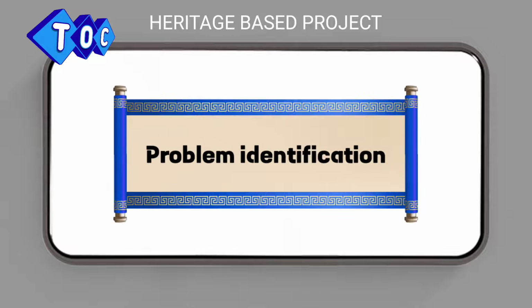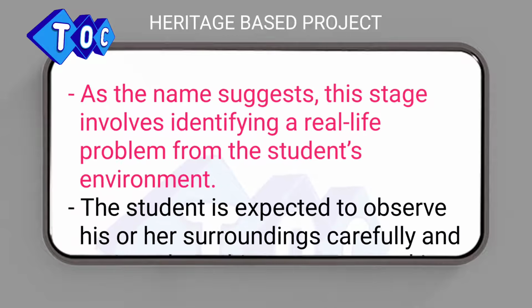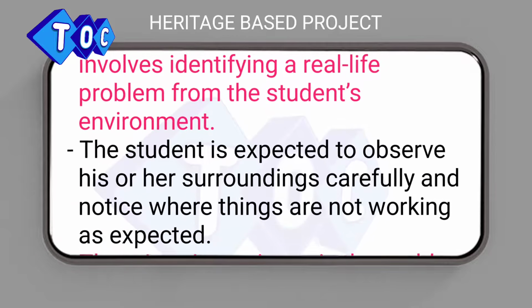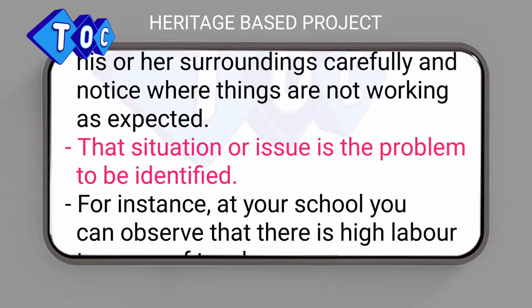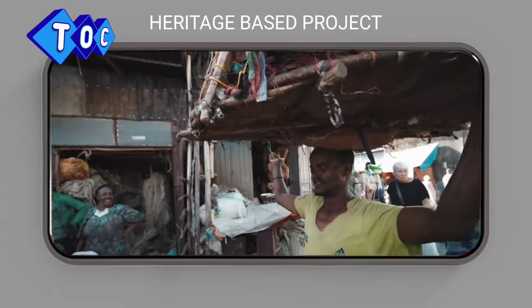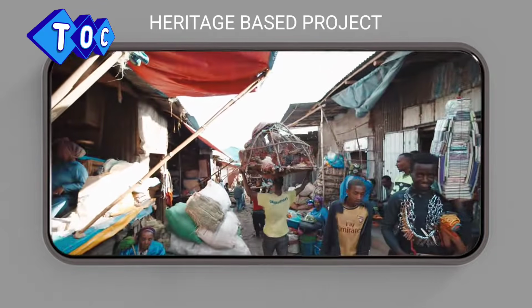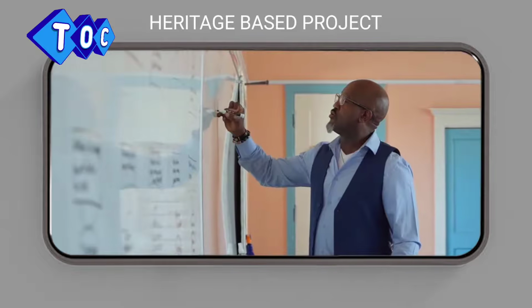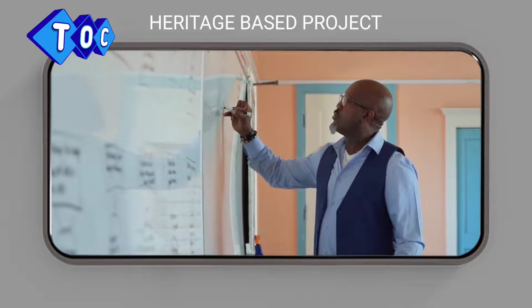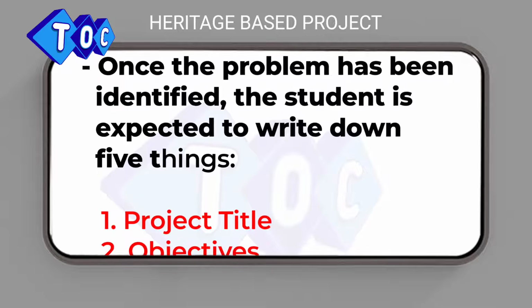Stage 1, problem identification. As the name suggests, this stage involves identifying a real-life problem from the student's environment. The student is expected to observe his or her surroundings carefully and notice where things are not working as expected. That situation or issue is the problem to be identified. For instance, at your school you can observe that there is high labor turnover of teachers. That is a problem.